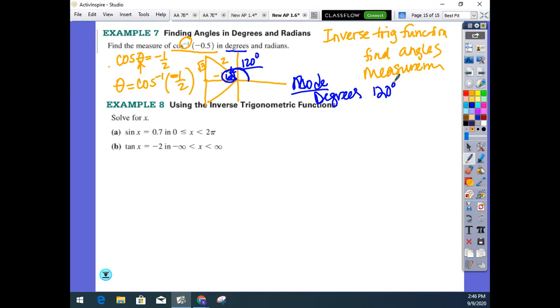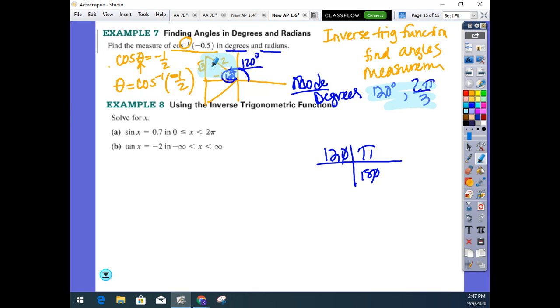Okay. Now, in radians, notice it wants it in degrees and radians. You could just convert it by multiplying by pi over 180, divide by 10, divide by 6, 2 pi over 3. Now, both of these are the second quadrant answer. Okay, and we're just going to worry about the second quadrant one because that's our restricted domain.